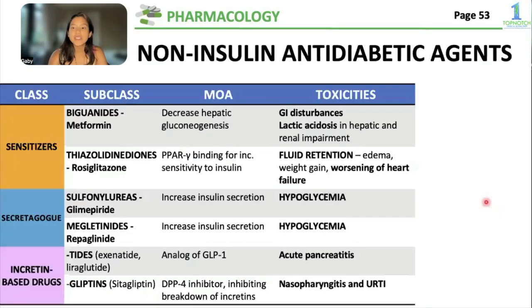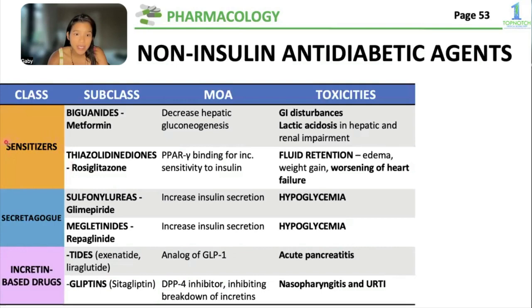Now, what if a patient is type 2 diabetic? Remember, in type 2 diabetes, the mechanism behind the disease is insulin resistance. So it doesn't make sense to give more and more insulin. We have several non-insulin anti-diabetic agents, and the easiest way to study them is to divide them based on their class. So I made up 3 classes to help you remember them.